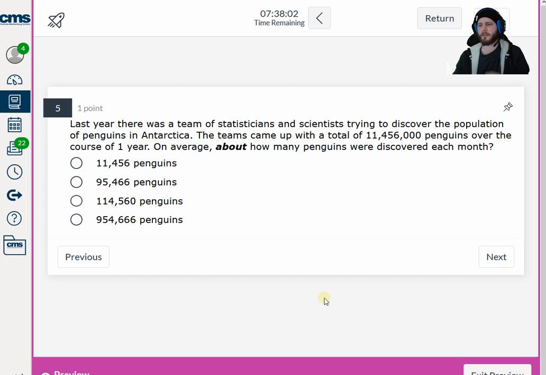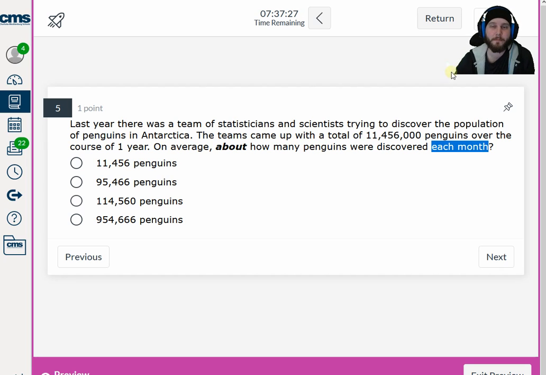Number 5, another long division problem. Last year, there was a team of statisticians and scientists working to discover the population of penguins in Antarctica. The teams came up with a total of 11,456,000 penguins over the course of 1 year. It's a lot of penguins. On average, about how many penguins were discovered each month? So this is over the course of 1 year, and they recorded different penguins each month.